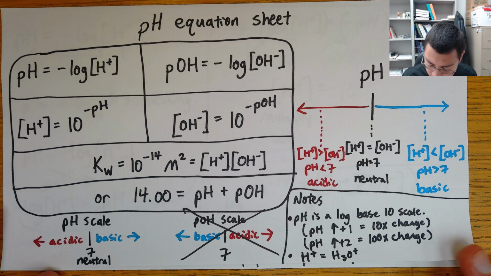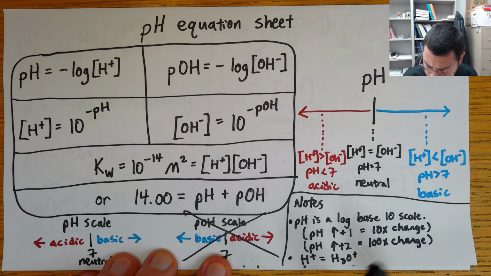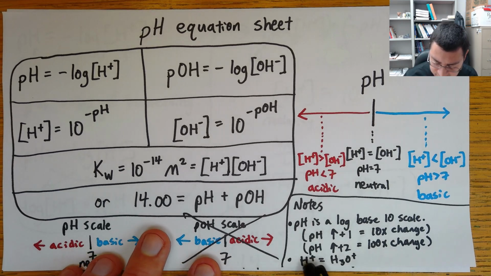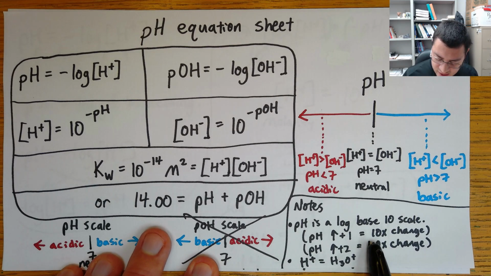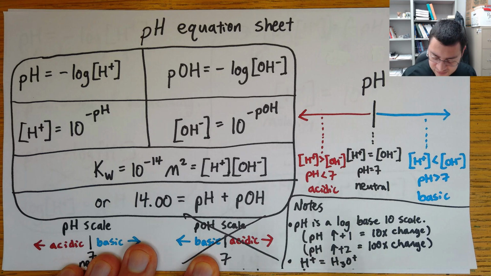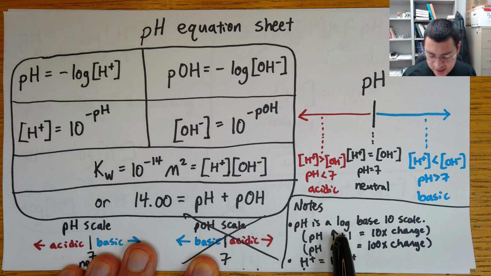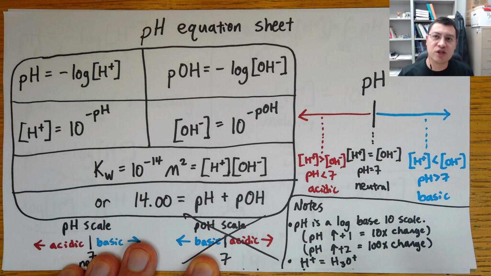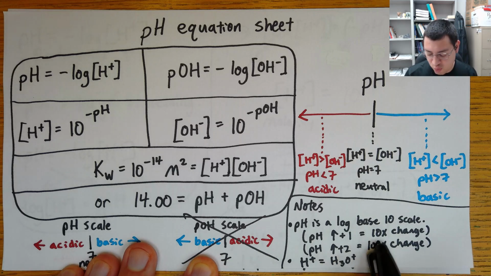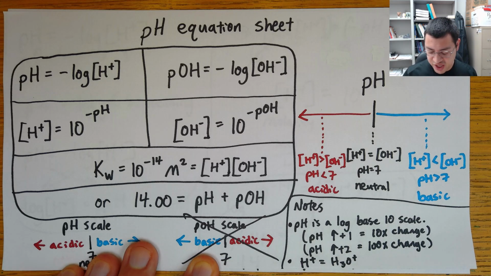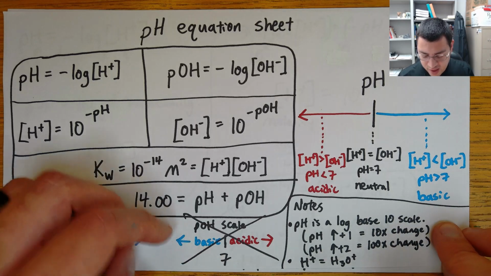I don't know. A few other things worth noting. Again, H plus means the same thing as H3O plus. And then mathematically, a change of pH by 1 is equal to a 10 times change. It's a log scale based off of 10, right? Whereas a change of pH by 2 is 10 to the second power, meaning it's a 100 times change. Okay, so that's the power of a log scale.